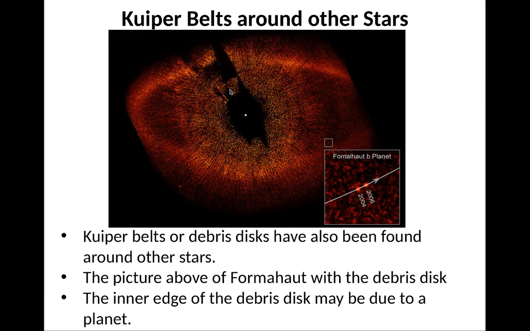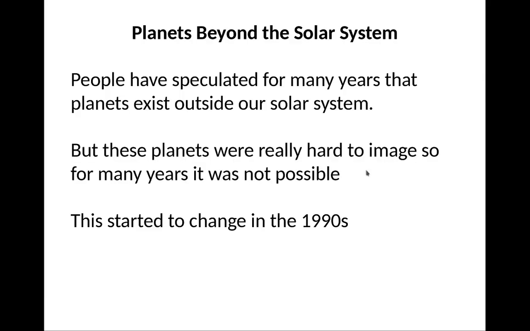There are also Kuiper Belt objects observed around other stars. Kuiper Belt objects or debris have been found around other stars. This is an image of Fomalhaut with a debris disk around it. And the inner edge of this disk may be due to a planet. So there's an observation of a planet possibly there. Now we are starting to see planets beyond our solar system.